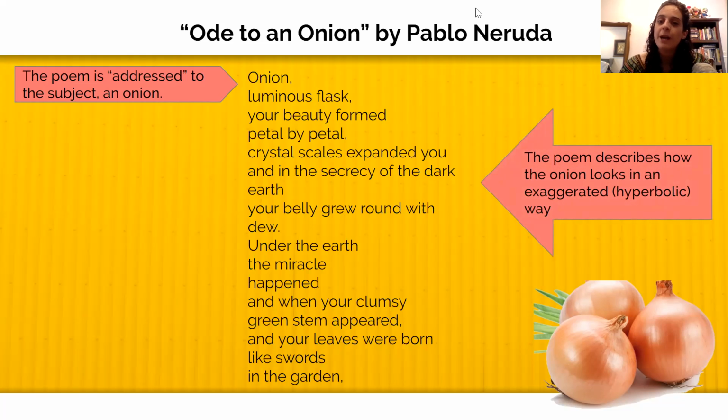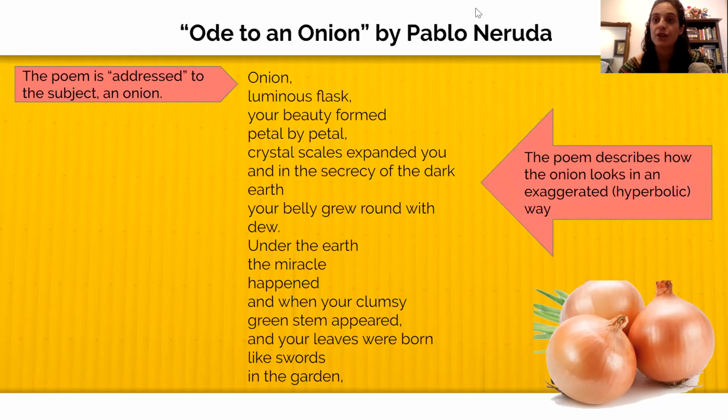Then he describes the way that the onion looks in an exaggerated or hyperbolic way, right? So he talks about the onion as though it has petals, right? Your beauty formed petal by petal. Crystal scales expanded you, right? So this idea that the onion is crystal, it's transparent, it's beautiful. And in the secrecy of the dark earth, your belly grew round with dew.